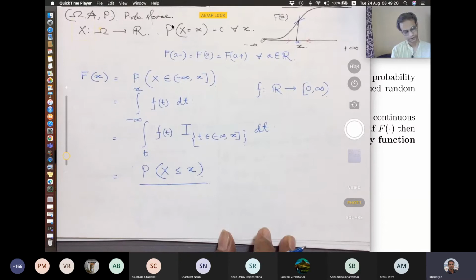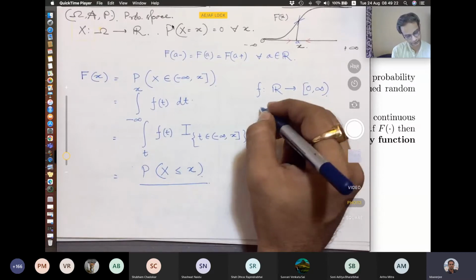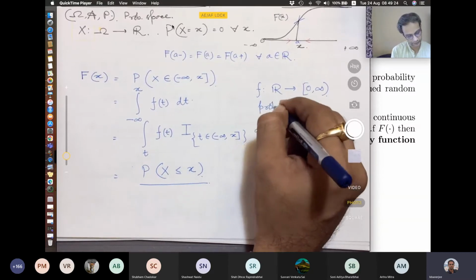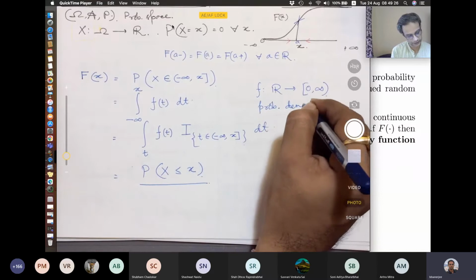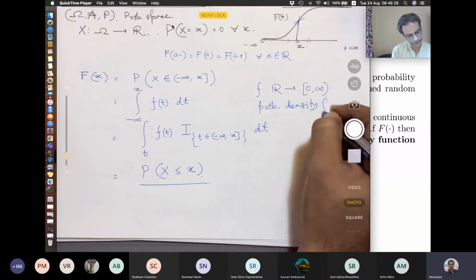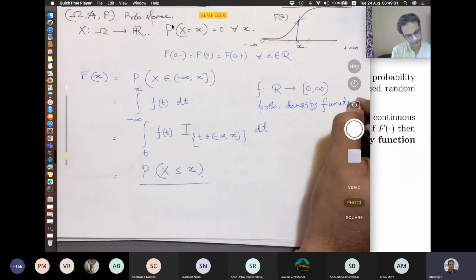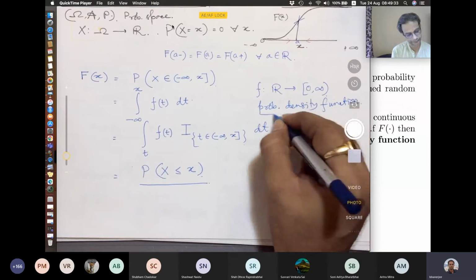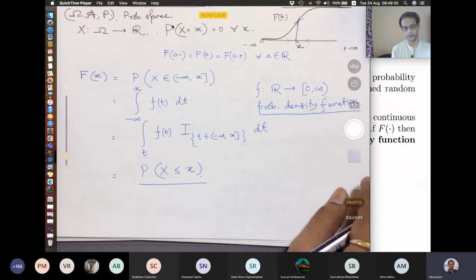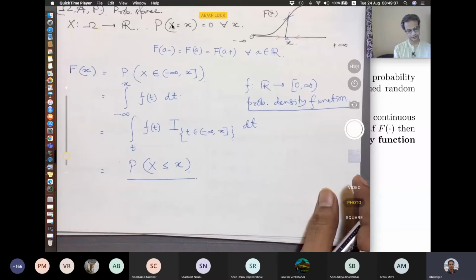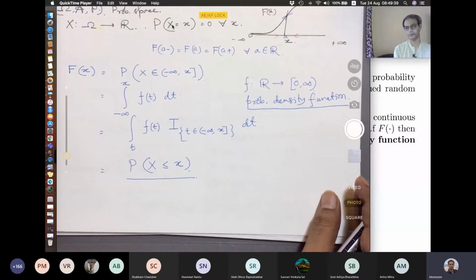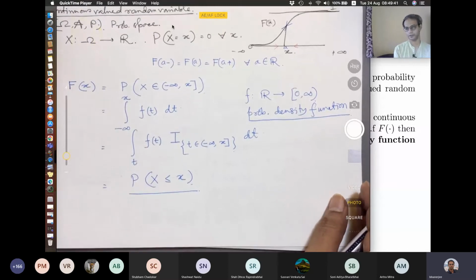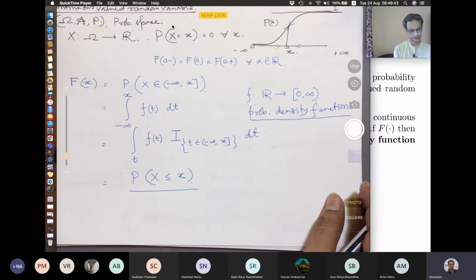This is how. So this f(x) is known as the probability density function. Now one question has come, whether it can be greater than 0 or not. So we will answer that question.